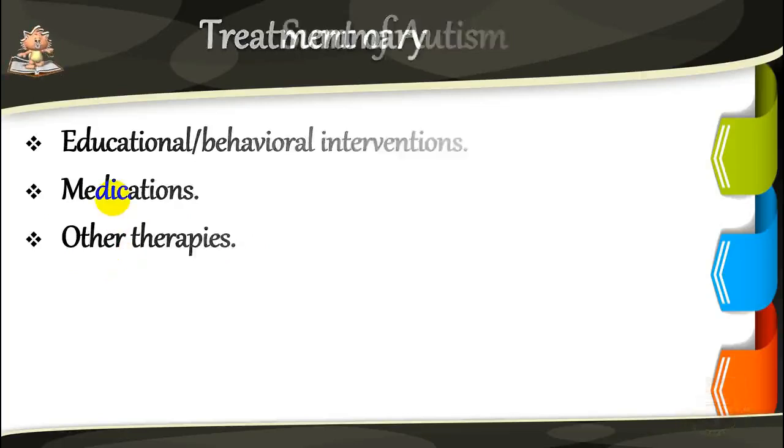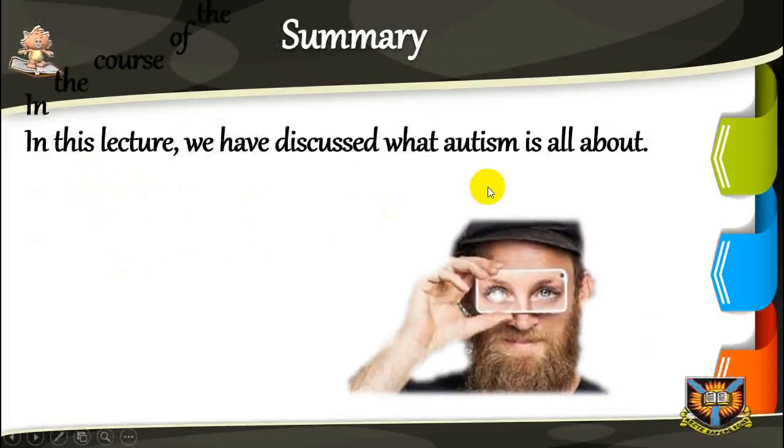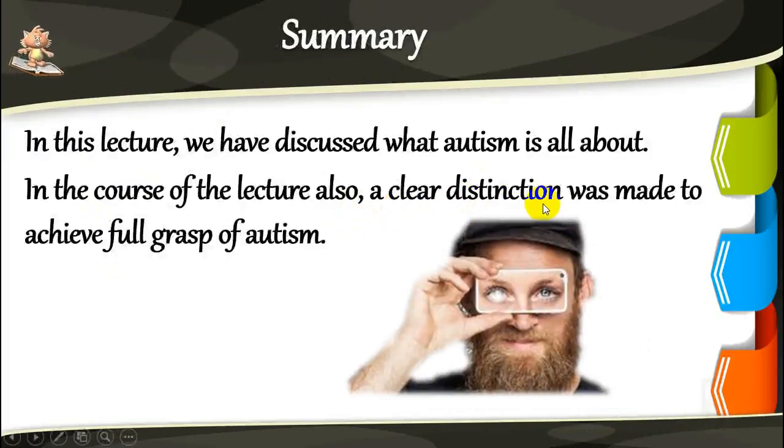Summary. In this lecture, we have discussed what autism is all about. In the course of the lecture also, a clear distinction was made to achieve full grasp of autism. End of study session 10.